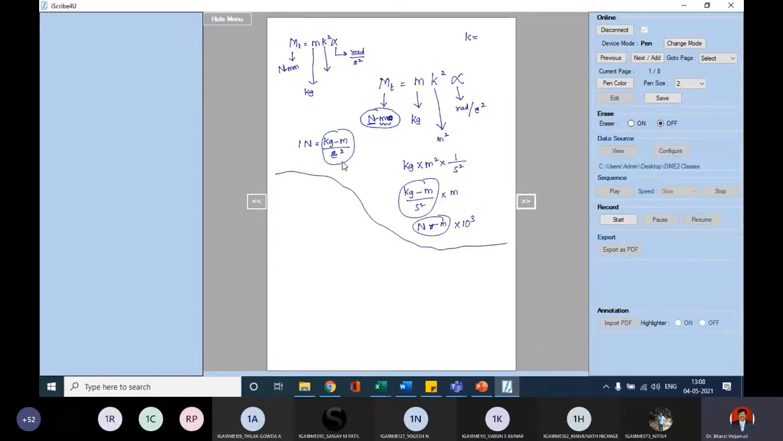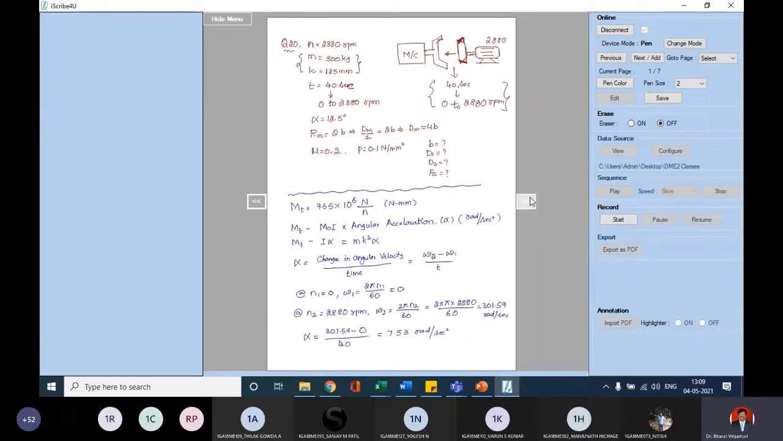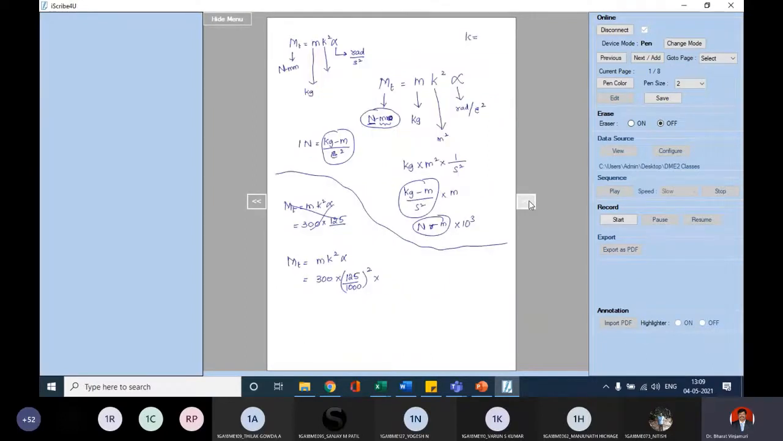So once again guys, let me go with this formula. Mt is equal to m k square alpha. So m is how much here? 300 kgs. K square is 125 by 1000. Oh, sorry, I'll write it down. Mt equals m k square alpha, which is 300 into 125 by 1000 whole square into alpha. Alpha, how much have we found? Alpha is 7.53. How much is the answer?